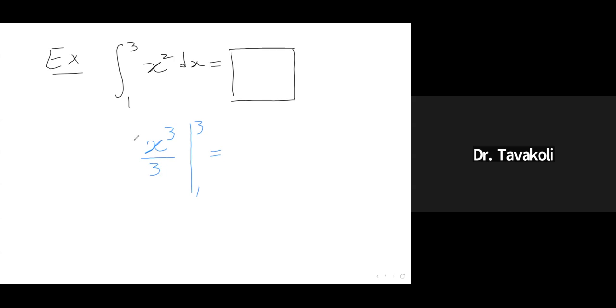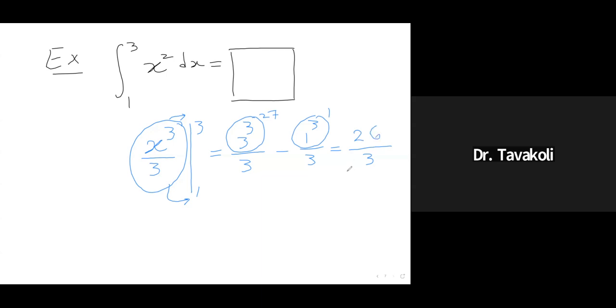That notation means that I evaluate this function at 3. So it's going to be 3 cubed over 3. And then minus, I evaluate this function at 1. So 1 cubed over 3. So the denominator is 3. 3 cubed is 27, 1 cubed is 1, 27 minus 1 is 26. And 26 over 3 cannot be simplified. So this is the final answer.